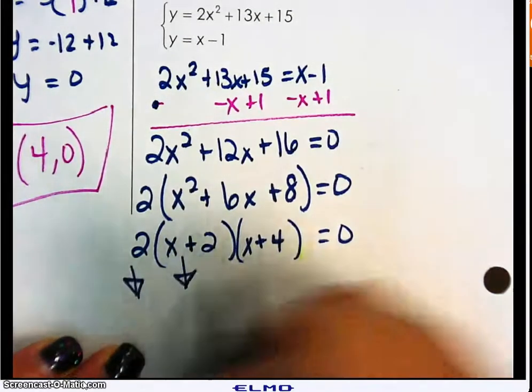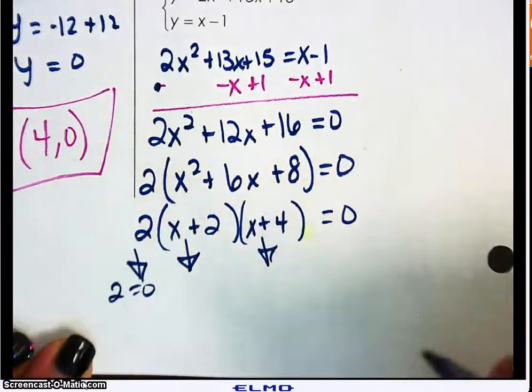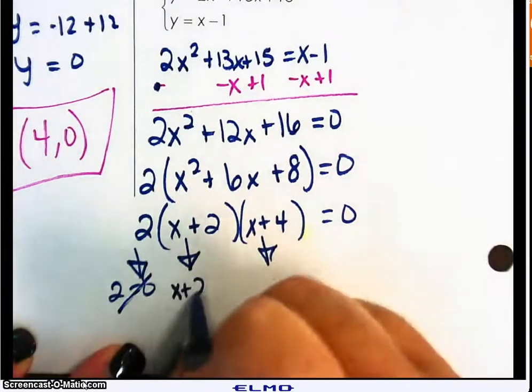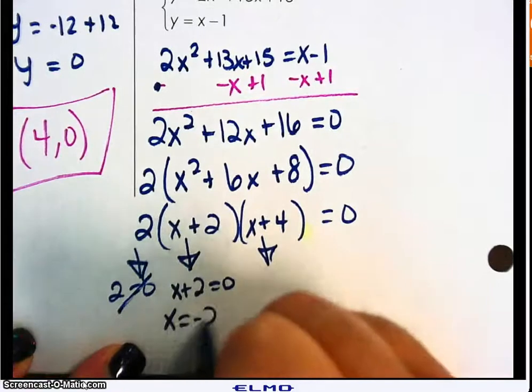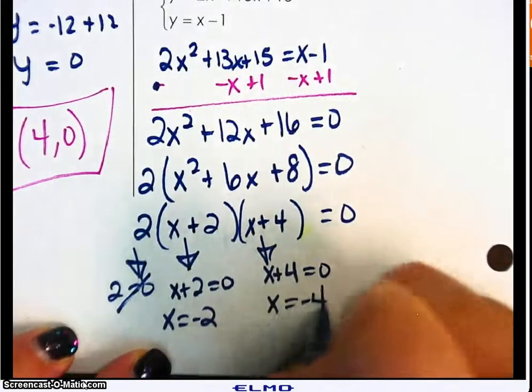Put each term equal to 0 and solve. 2 equal to 0, what's that? That's nothing. There's no variable on that one. X plus 2 equals 0, so we get a negative 2. Put this one equal to 0 and we get x equals negative 4.